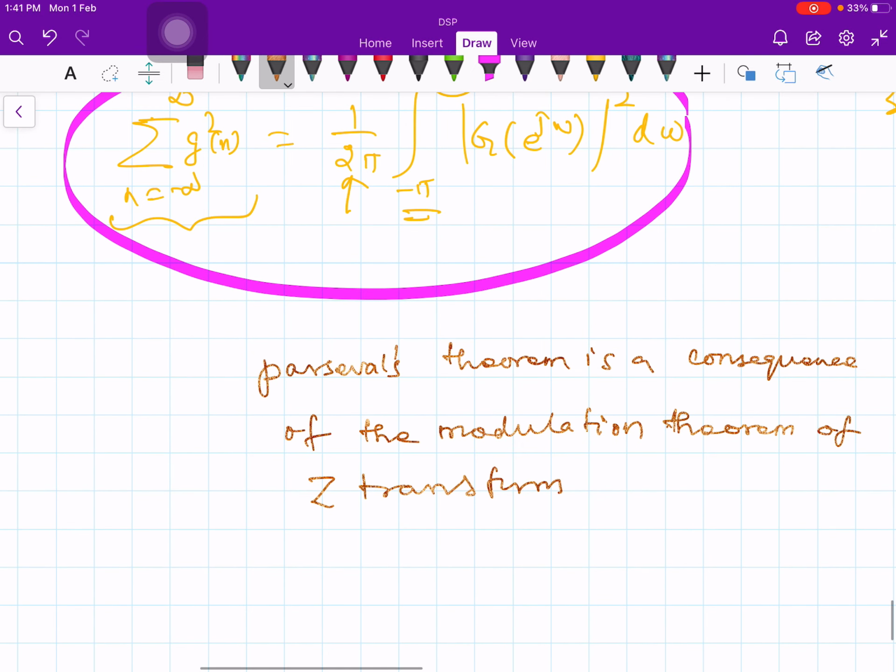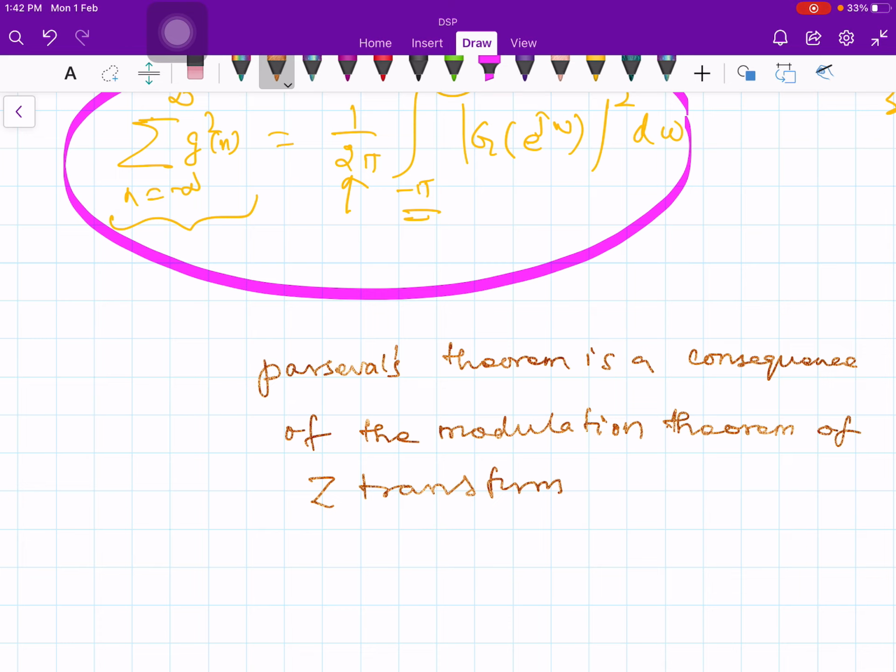However, I must caution you that there are no sequences for which DTFT exists, but the Z transform does not exist. Okay, there are certain sequences, and vice versa. If the DTFT does not exist, then we cannot apply Parseval's theorem. However, you can apply the general modulation theorem in Z transform. Okay, the statement is very, very important, right? So there are certain sequences for which DTFT exists, but Z transform does not exist.